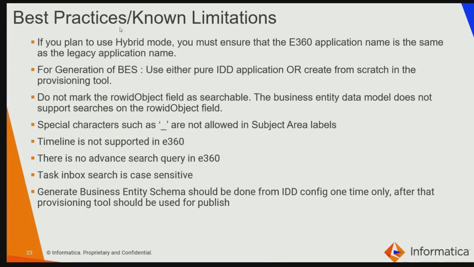A few best practices or known limitations around business entities. If you plan to use hybrid mode, you need to ensure the application name is the same in IDD config and provisioning tool. For generating a business entity, either you use a pure IDD application or create applications from scratch through the provisioning tool. Do not mark row ID object as searchable. In the business entity model, marking row ID object as searchable is not supported. Do not use any special character, like underscore, in subject area labels.